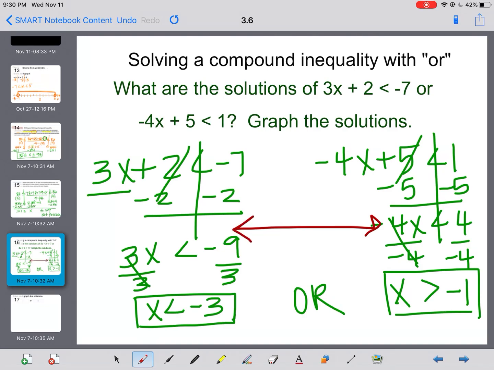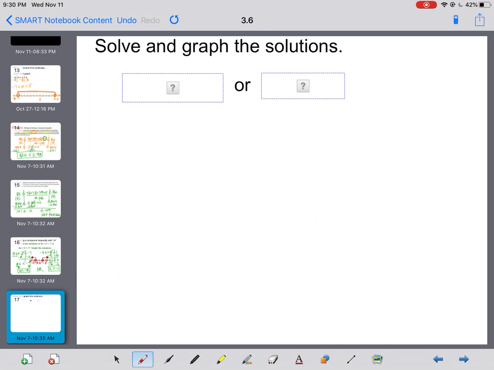So my x's could be less than negative 3 or greater than negative 1, and they want me to graph that to show you what that would look like. So if I have negative 4, negative 3, negative 2, negative 1, and 0. I have an open circle at negative 3, and my x's would be less than that. Open circle at negative 1, and my x's would be greater than that. So these numbers in between wouldn't work, but anything going either direction, the other ways, would.